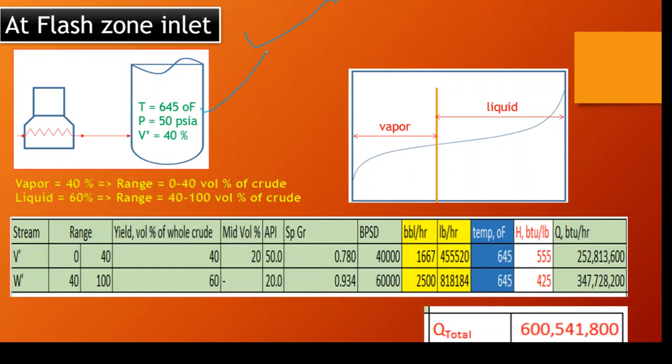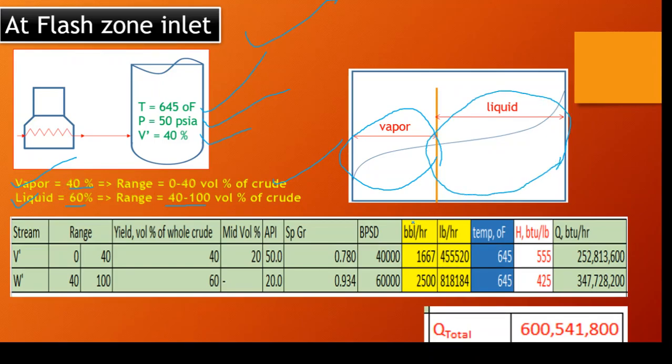So temperature is calculated, 645, pressure is calculated, 50, and volume percent is calculated here. So we can say the vapor is basically 40%. It means the range is from 0 to 40 volume percent of crude. If this is a TBP curve, at the starting is the vapor phase, the lighter portions, and the remaining 60 volume percent, from 40 to 100 volume percent of crude, is the remaining one, that is basically the liquid.